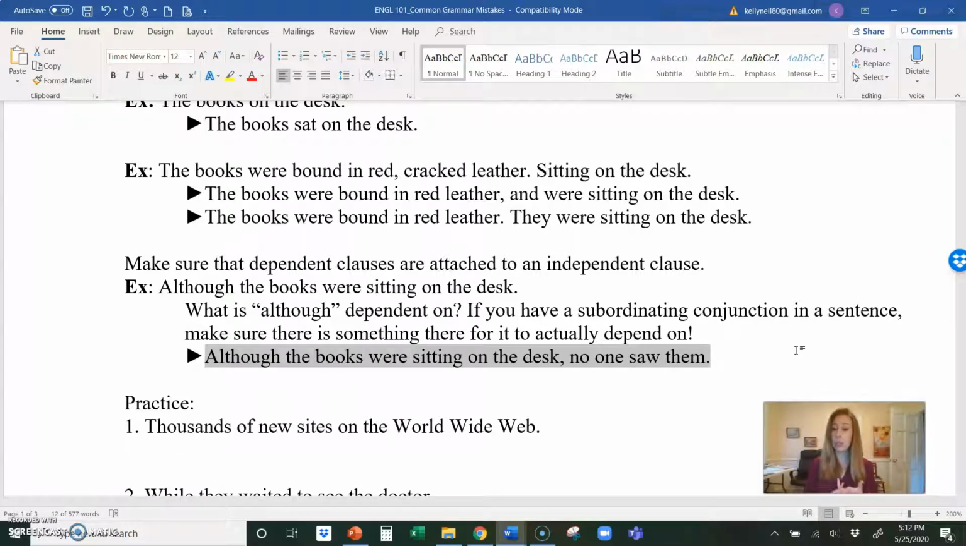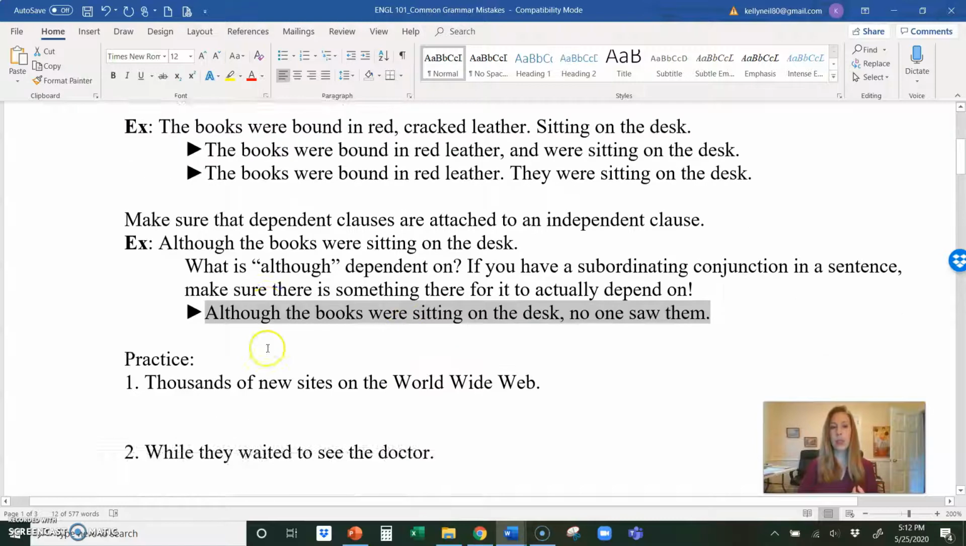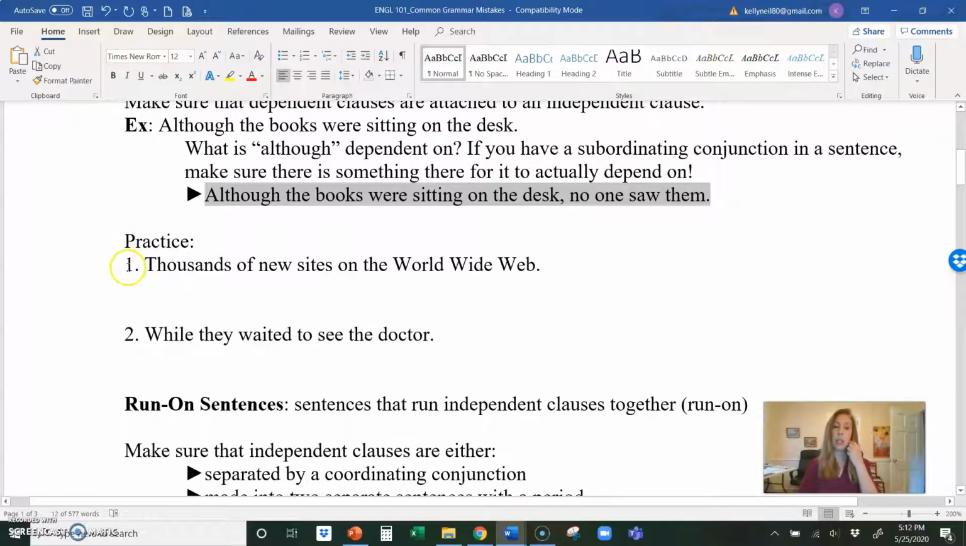So that's the second thing to look for. Make sure dependent clauses are actually attached to an independent clause, okay? Let's practice. Let's look at a couple sentences right here. Why don't you pause this video and see if you can fix these two sentences. Thousands of new sites on the World Wide Web, and while they waited to see the doctor. They're fragments. How would you fix them? Pause the video and try and figure it out on your own.